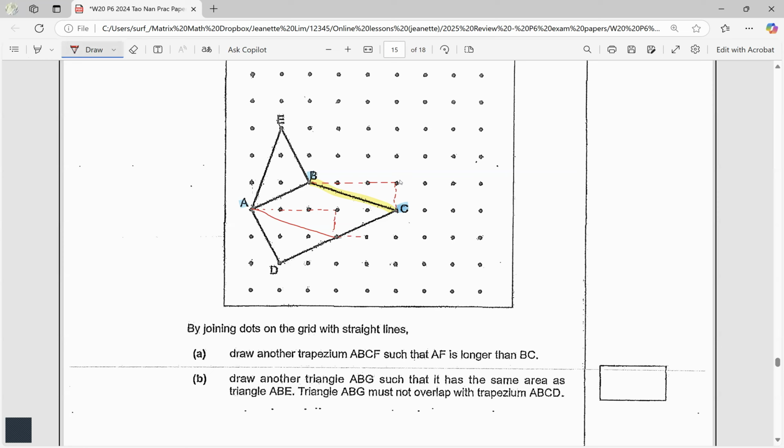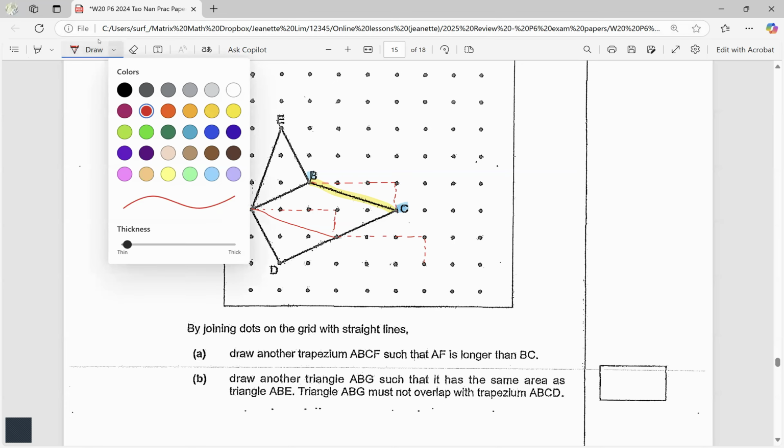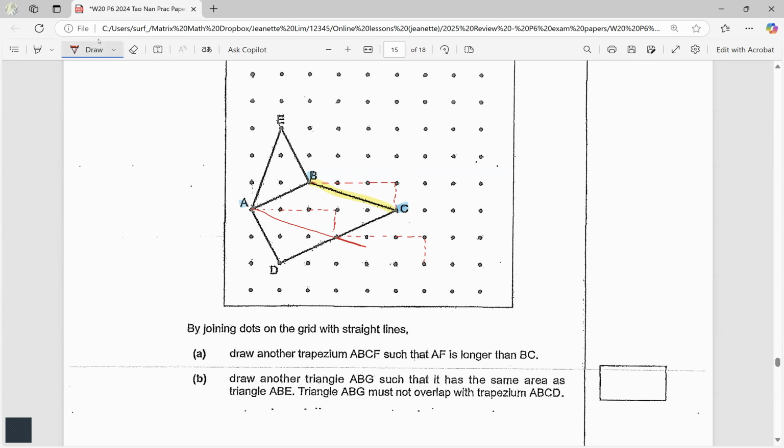So 3 to the right, 1 down. Get here. So now we have point F, and it is definitely longer than BC. Then we connect C to F. You use a ruler. I'm not able to use a ruler here, but okay. So that's for part A.